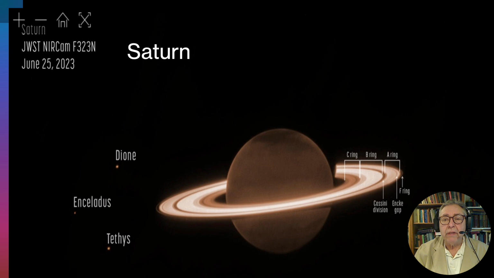Saturn was imaged with deep exposures to test the camera's ability to image the faint moons and the bright rings. It also imaged a large plume jetting from Enceladus' south pole, feeding Saturn's E-ring.